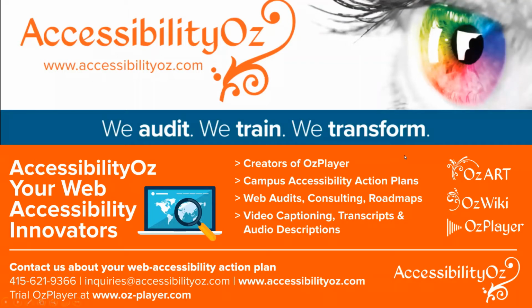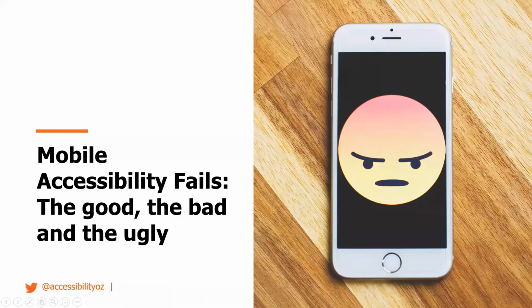Anyway, on to mobile. So let's talk about mobile accessibility fails. I'm not sure if any of you have seen any of my previous presentations, but I'll talk about where I have come when it comes to mobile accessibility. But I wanted to start with some of the things that we see, I'm sure, all the time when it comes to mobile.